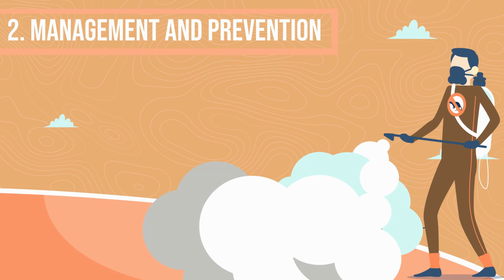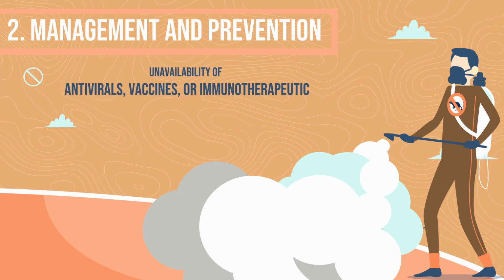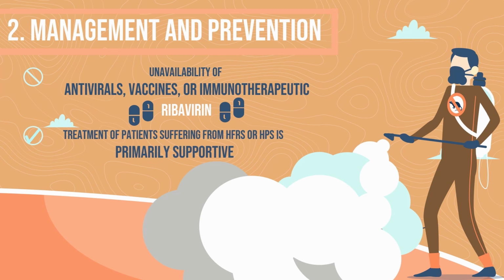Currently, there are no antivirals, vaccines, or immunotherapeutics licensed by the US FDA for the treatment and prevention of the hemorrhagic fever viruses, including HFRS and HPS. Although the use of ribavirin as an antiviral drug against hantavirus disease was observed in some studies, the results were inconclusive. The treatment of patients suffering from HFRS or HPS is primarily supportive.